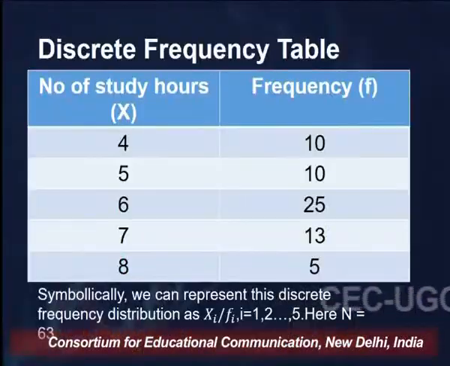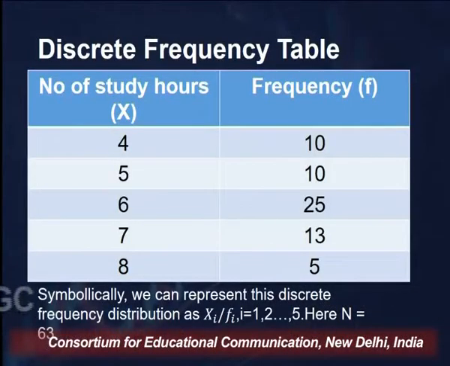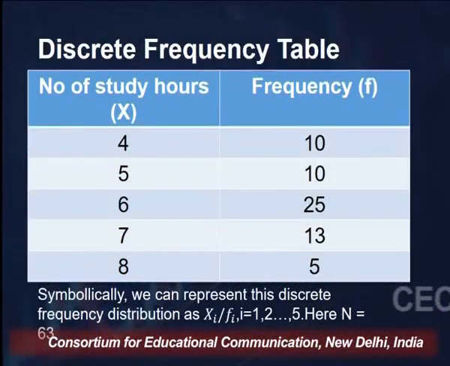Symbolically, we can denote it by Xi, Fi, where i is going from 1 to 5. That means x1, x2, x3, x4, x5, there are 5 values that X is assuming, and f1, f2, f3, f4, f5 are the 5 frequency values that you obtain. So x1 is 4, f1 is 10, x2 is 5, f2 is 10, and x5 is 8 and f5 is 5. That is what we will do to construct this frequency table properly, and then we will proceed with the graphic representation of this discrete frequency distribution.